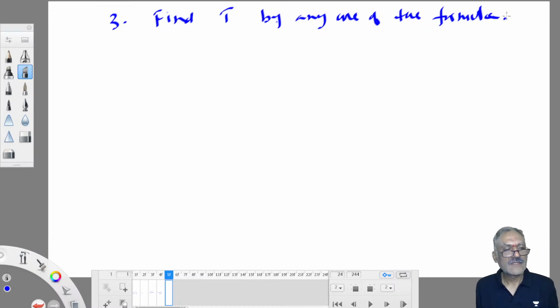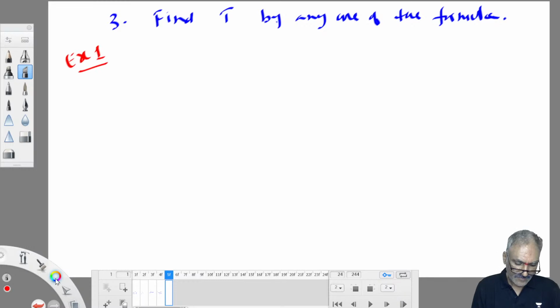That's it. Shall we go ahead with one numerical? You can understand better. Let us try one question, because our GATE is more numerical oriented. They don't ask theory questions. So let us take the first example.